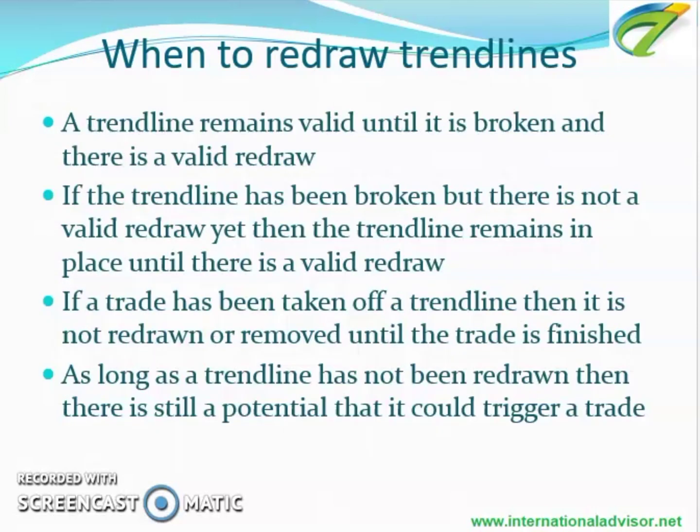A trend line remains valid until it is broken and there is a valid redraw. If the trend line has been broken but there is not a valid redraw yet, then the trend line remains in place until there is a valid redraw. If a trade has been taken off a trend line, then it is not redrawn or removed. Please note this.